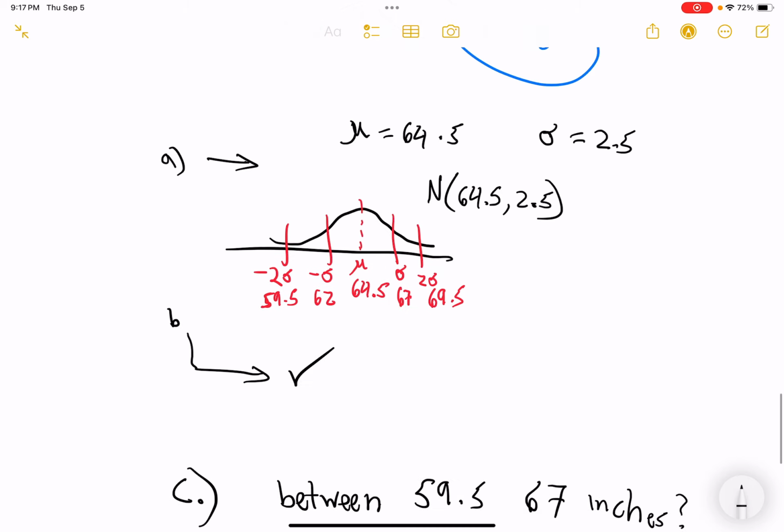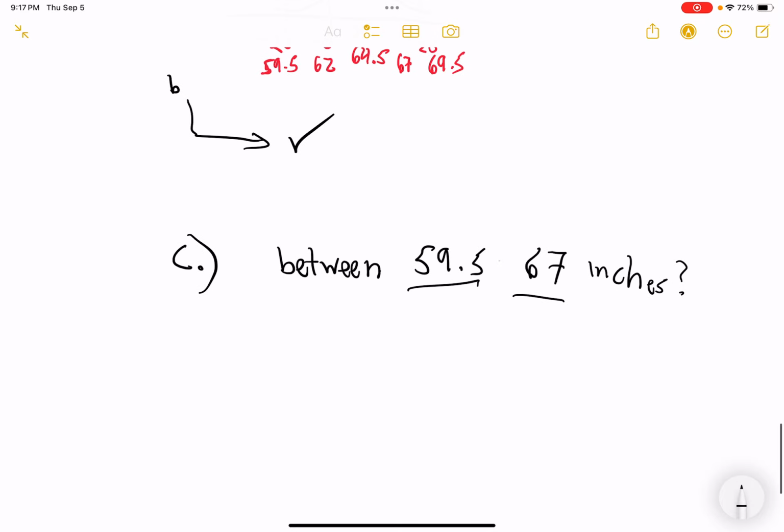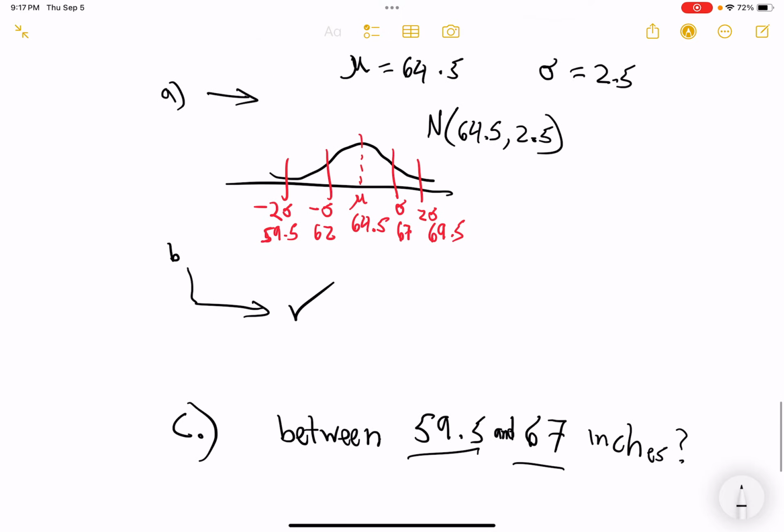Now, I want to start by saying if you take a look at these two values, I'm going to put them there. If you look at these two values, you'll see they actually hit -2 standard deviations from the mean and 1 standard deviation from the mean.